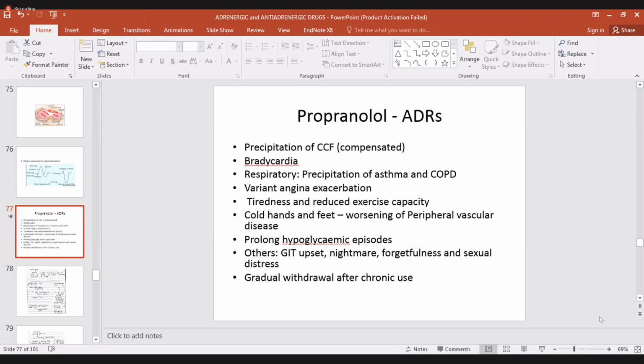Any other question? Why is propranolol used in migraine? We'll be coming to that tomorrow. We have not gone through the indications of propranolol.